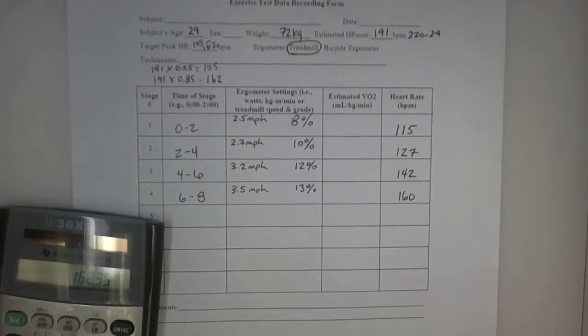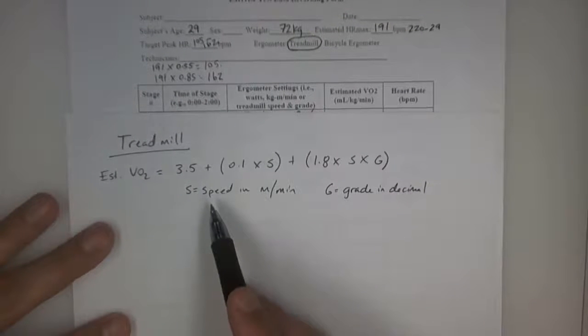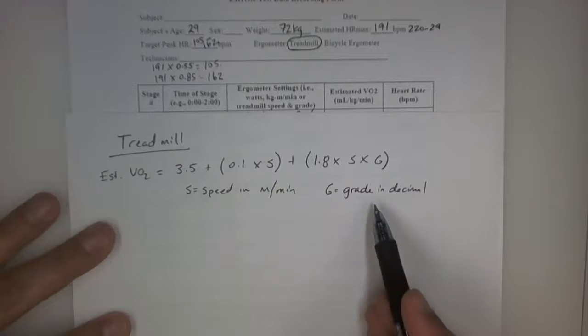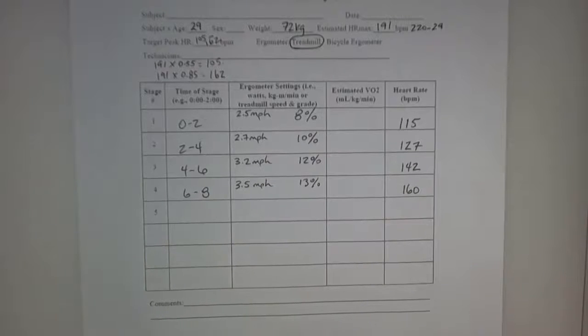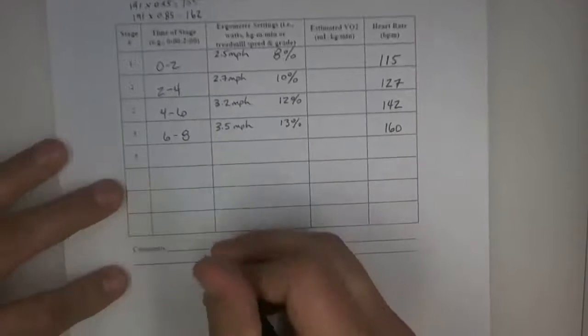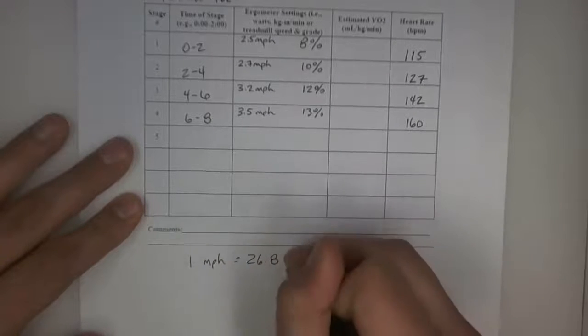All right, so now we need to go in. Again, this is data that you should have. If we take a quick peek at our equation, we're going to need our speed in meters per minute and our grade in a decimal. So in this situation, I have our speed in miles per hour. In general, for most exams and quizzes, I will give you speed in meters per minute. But of course, for this example, the treadmill in the lab gives us miles per hour. So how do we convert that? If you remember, 1 mile per hour is equal to 26.8 meters per minute.